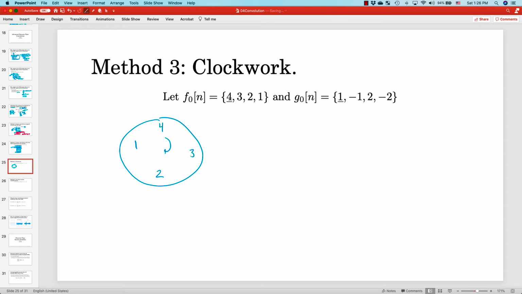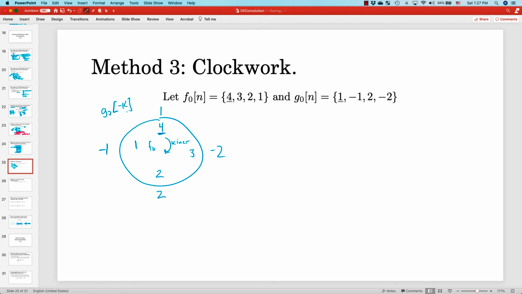So this is k increasing, and this is f0 of 0. And on the outside, so on the inside we had f, on the outside I'm going to write g. And because we have to flip g around because it's a reversal, I'm going to actually write g of negative k in the opposite direction. So that's 1, minus 1, 2, minus 2. Okay, so this is on the outside g of minus k.